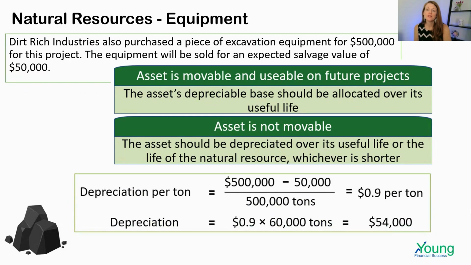So we are going to take the $500,000 they paid for it minus the salvage value, and we're going to divide it not by the number of years they're going to use it, but by the number of tons that they expect to get from that natural resource. That gives them 90 cents per ton. And since they excavated 60,000 tons in that first year, we take 90 cents times the 60,000 tons, and we saw that in the last slide, and that gives us 54,000. We would be debiting depreciation expense and crediting the accumulated depreciation for this piece of equipment.